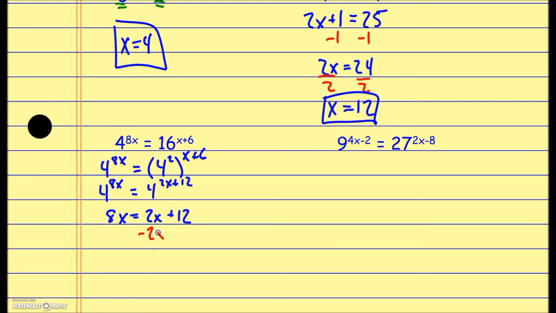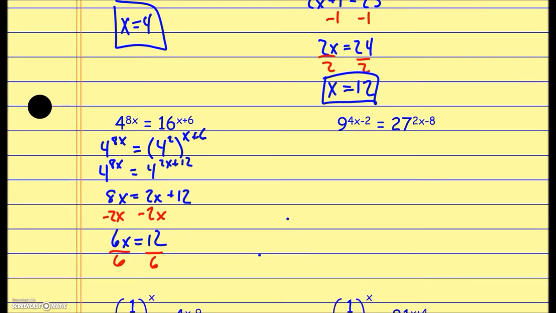I'm going to subtract the 2x from each side. So I find out that 6x equals 12. I divide each side by the 6, and I find out that x equals 2. And that's it. So again, I'm going to rewrite this so they have the same base. I'm looking for a common base. Once I have them rewritten, if the base is the same, I can set the exponents equal to one another. Same thing with the next one.